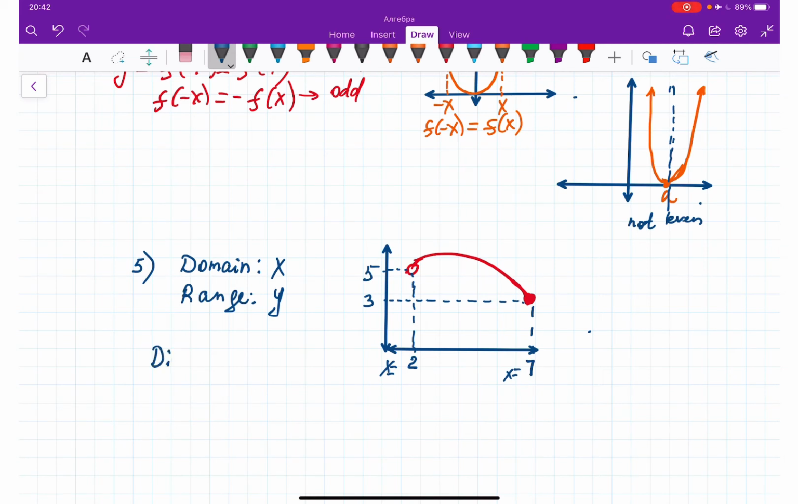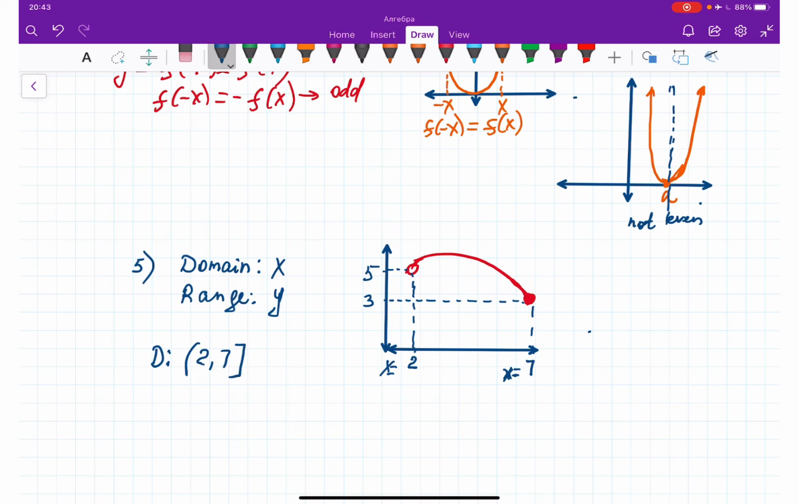And one thing we need to remember: first goes the smaller number, second goes the higher number, always. Okay, so 2 and then the second. Now, at the point of 2, we have an empty circle, which means 2 is not included. We put parentheses. But at the point of 7, we have a solid circle, which means 7 is included. We put square brackets.